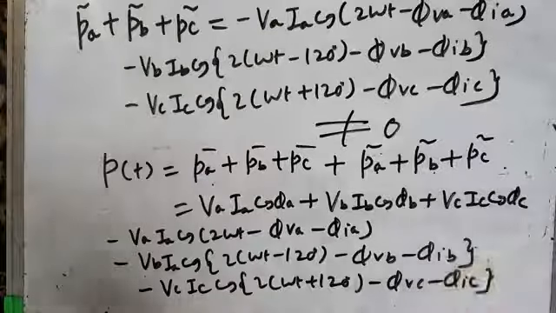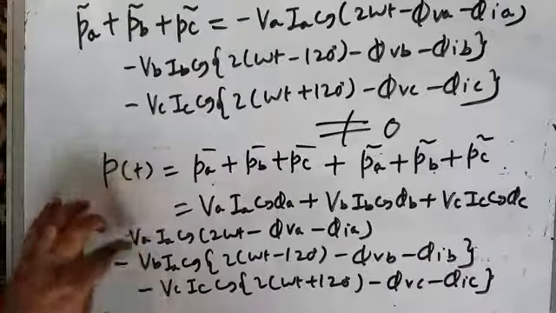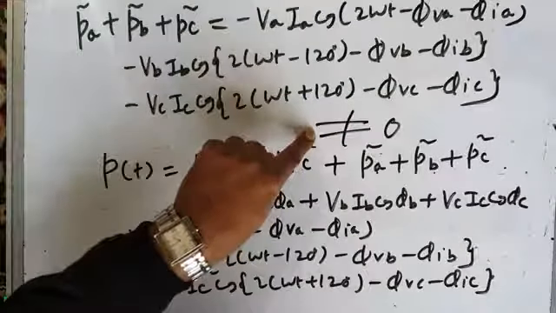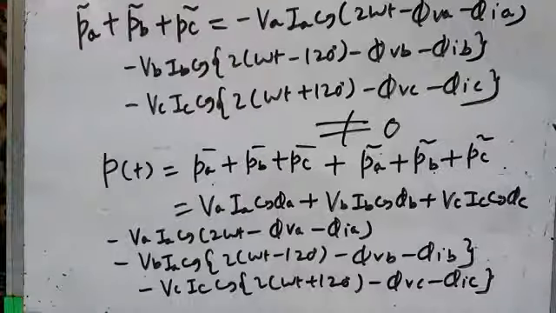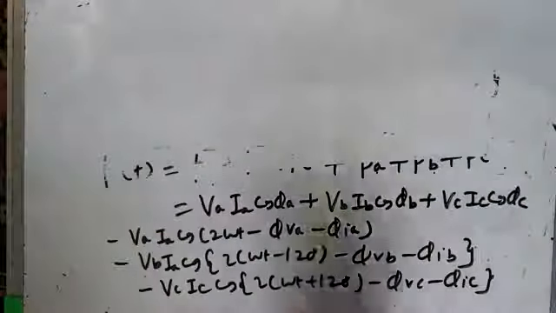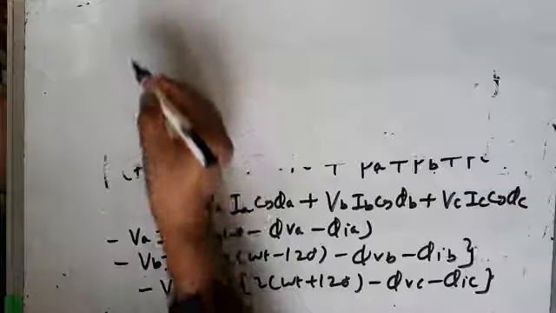And mind it, these three oscillating terms, when you add them up, as I have added them up here, their sum does not become equal to 0. That means there is an oscillating term also. So this is different from instantaneous active power in a three-phase balanced system.